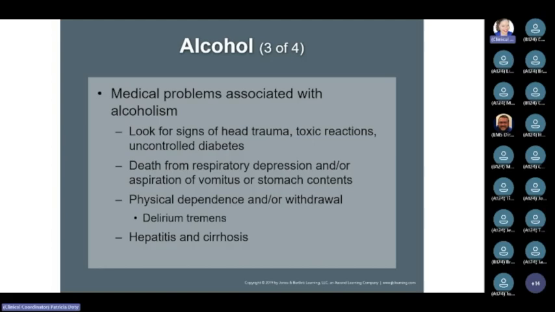Another one is uncontrolled diabetes. You will see that. Severe alcohol ingestion may cause hypoglycemia. And when you see that, you want to check the sugar of every single patient. Hey, if you know they're drinking alcohol, fine. But never ever just let it go that they're just drunk. Always check for a sugar to provide evidence that they are not hypoglycemic.